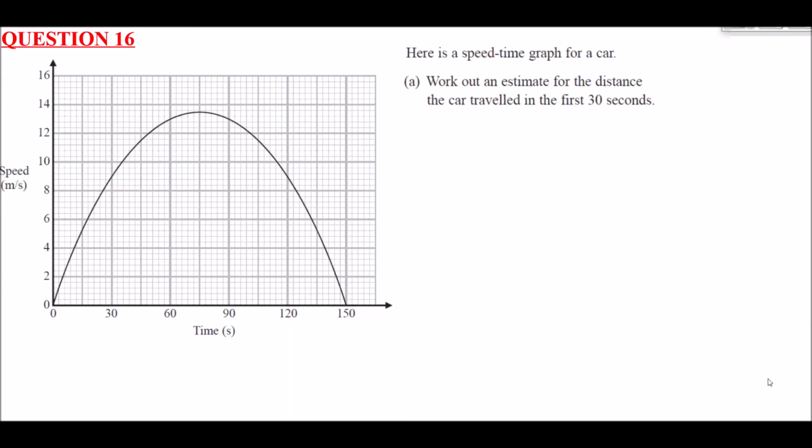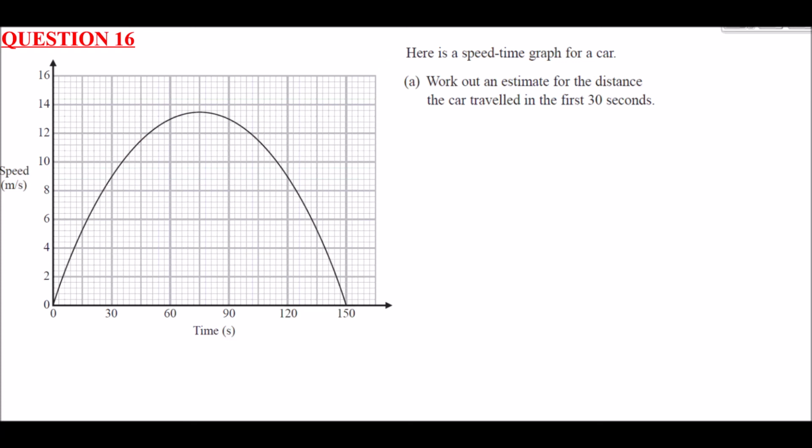Question 16, we have a speed time graph for a car, and we're asked for part A to work out an estimate for the distance the car travelled in the first 30 seconds. What you need to remember for GCSE maths, and I still believe GCSE physics, is that the area underneath the curve for a speed time graph or a velocity time graph will tell you the total distance travelled exactly. So because we're trying to work out an estimate, we need to estimate the distance underneath this curve up to 30 seconds. We're not wanting the full 150 seconds, just the distance covered in the first 30 seconds.